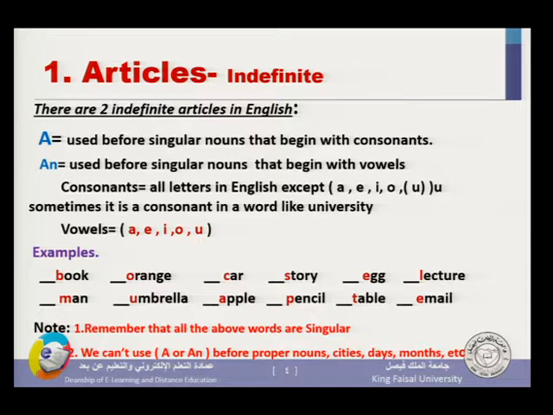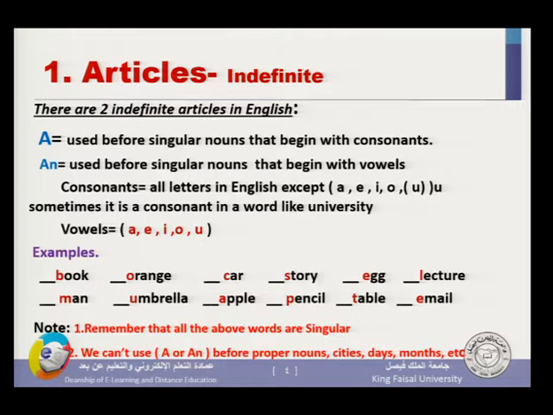The vowels are A, E, and O. And if you notice, I have added U, and I put U between two brackets, because sometimes the U sounds as a vowel, and as such it is considered part of the vowels. For example, in a word like under, the U, which is pronounced as A, is a vowel. But the U itself could be considered a consonant if it comes with a word like university.